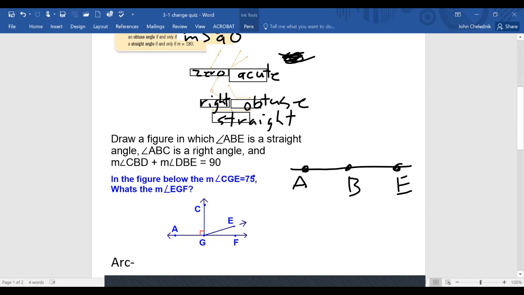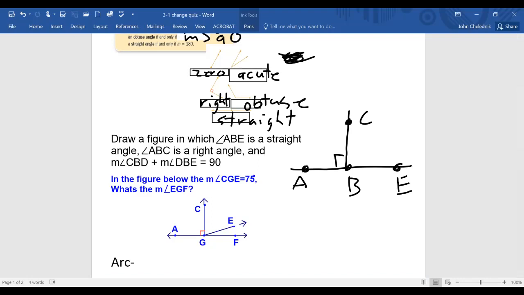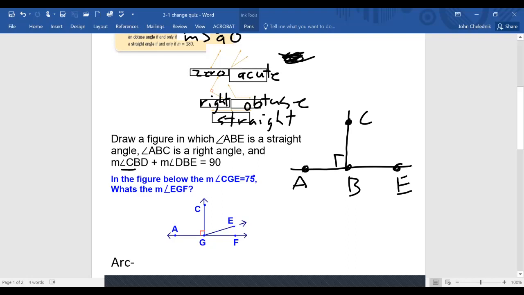It says angle ABC is a right angle, ABC. We'll put C up here, so that makes it right. And CBD plus DBE equals 90. So the new point here is D. Now notice that this starts with C and this contains an E. So that means that D must be over in this region right here.